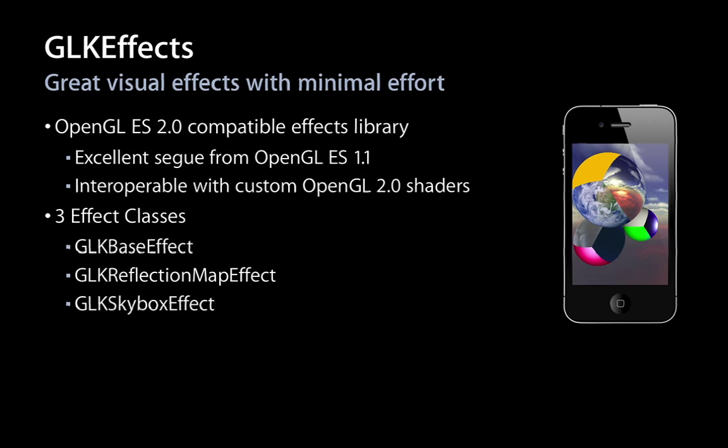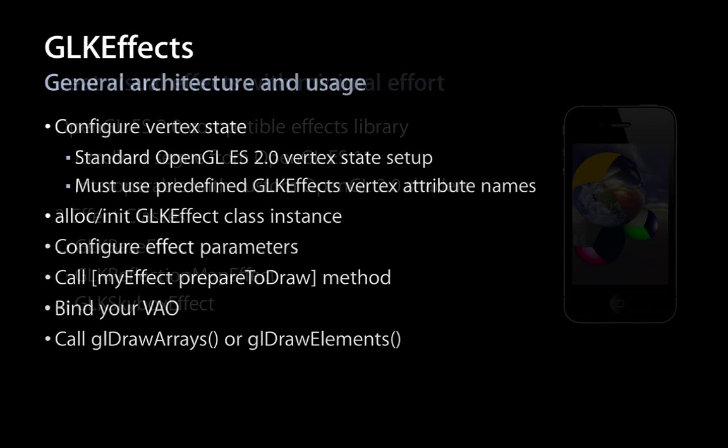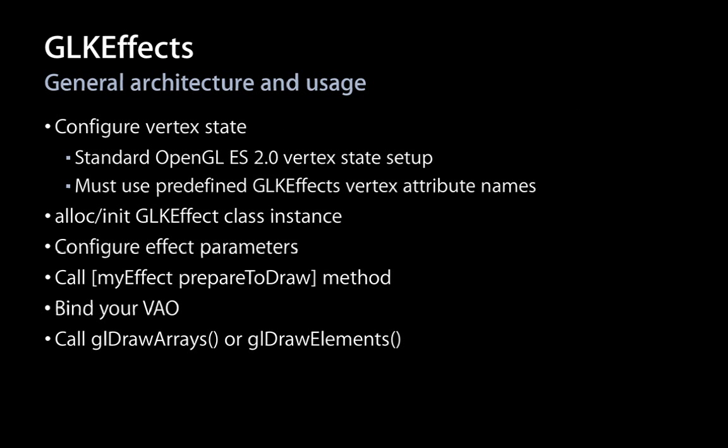So you can do part of your rendering with GLKEffects. And if you have something that's specific to your application that uses a special kind of shader, like a particle effect or a GPU skinned object, you can still use ES 2.0 shaders. And we mix and match them. So we have three effect classes: BaseEffect, ReflectionMapEffect, and SkyboxEffect, and I'll talk about each one of them in a second. The general architecture and usage is very simple.